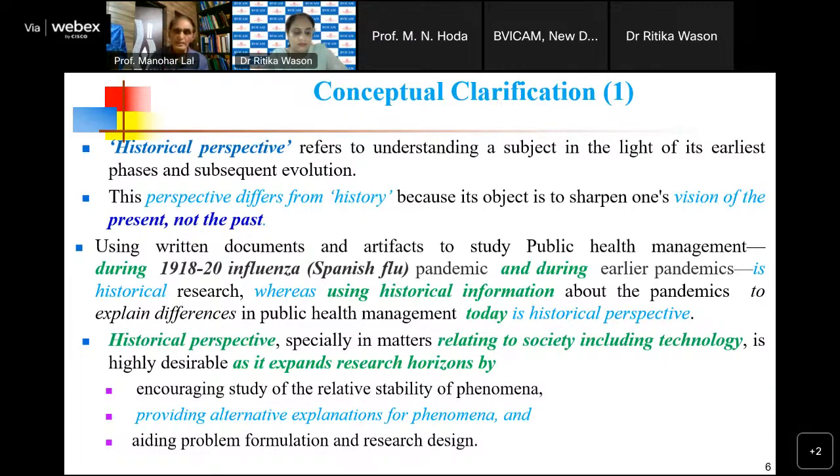Friends, what are the advantages of historical perspective? Historical perspective, especially in matters relating to society, including technology, is highly desirable, and it expands research horizons by encouraging study of the relative stability of phenomena, providing alternate explanations of phenomena, and aiding problem formulation and research design. So friends, you can see that from the current point of view, historical perspective is very important. And I have tried to develop this lecture from a historical perspective.